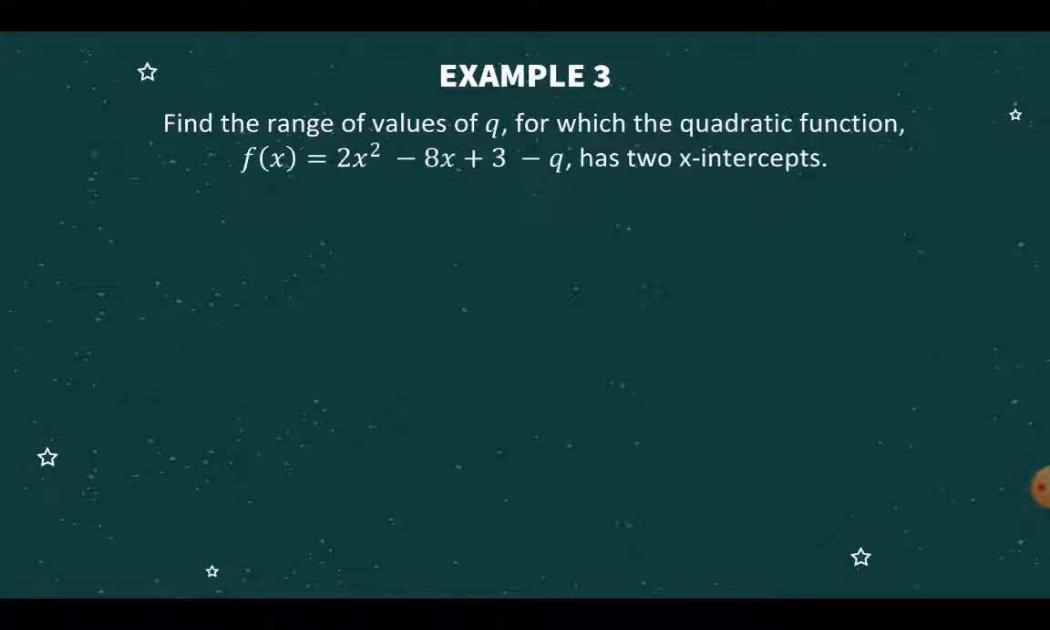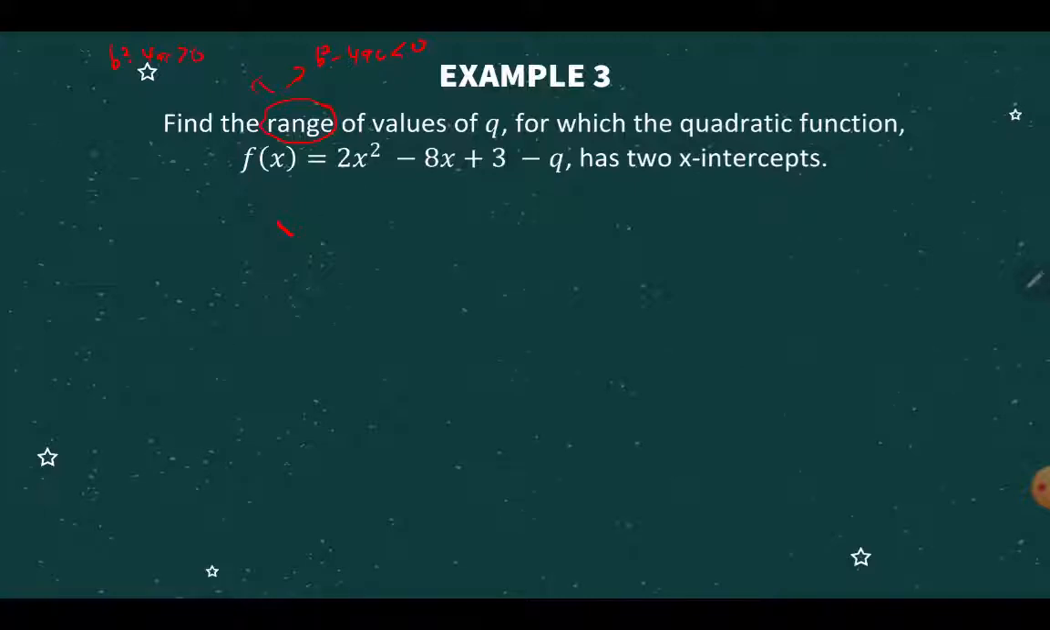Find the range of values of q. Okay, when we talk about range, there are only two types of roots that deal with range: whether discriminant greater than 0 or discriminant less than 0. So, whether it is two different real roots, or no real roots.